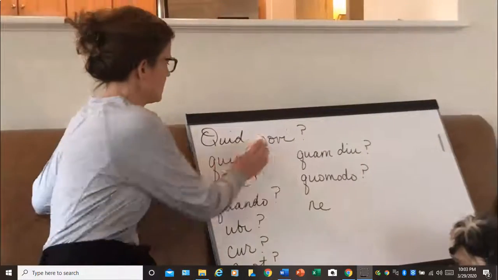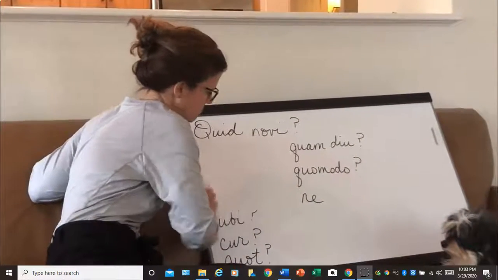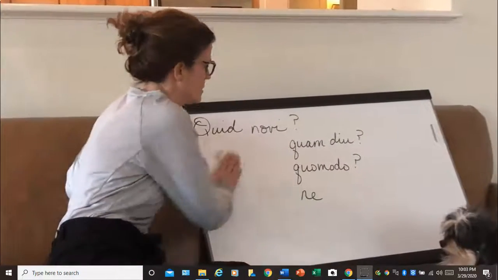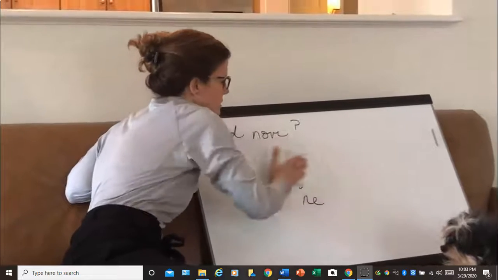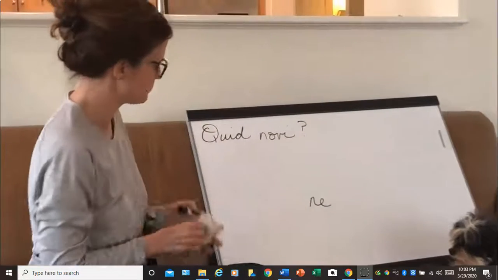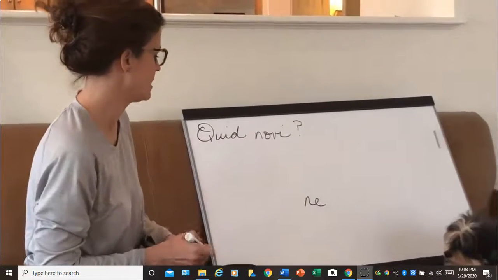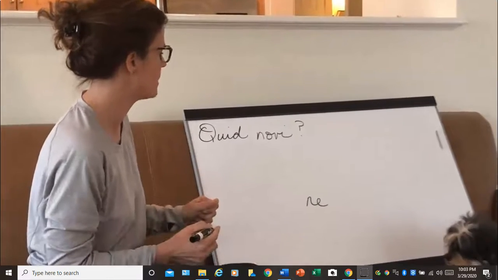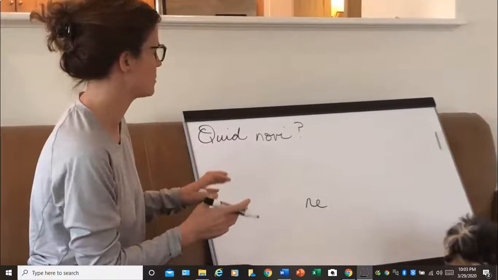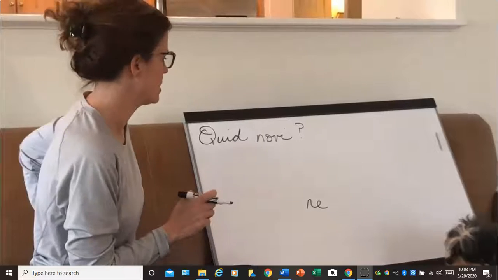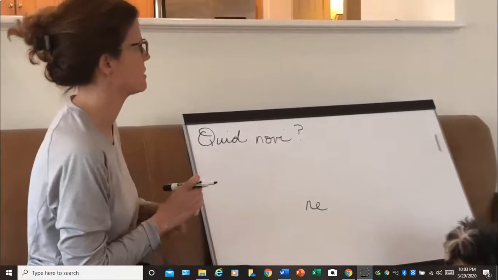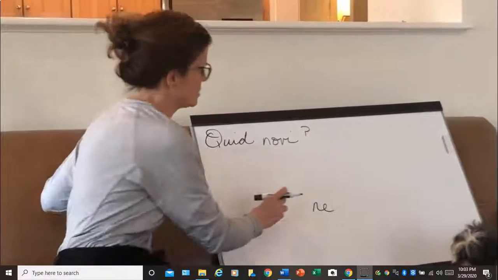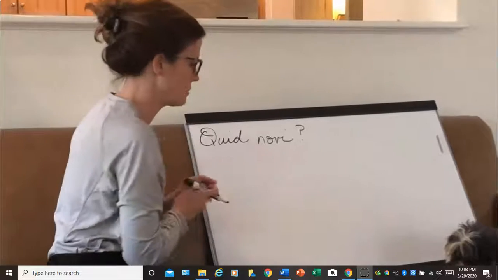I'm going to erase these, and I'm going to get to probably the trickiest part of the lesson, which is using ne. Ne is an enclitic, which means that if I put this at the end of a word, it's going to turn it into a question. So I'm going to put it at the end of a statement, and then it's going to make that statement a question. I'm going to do a few examples with you.